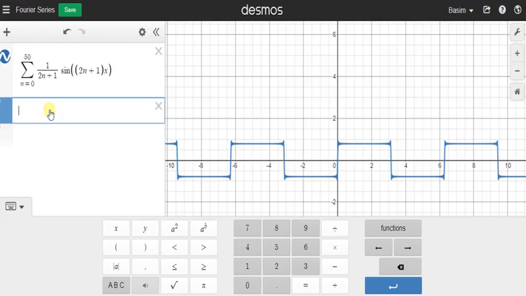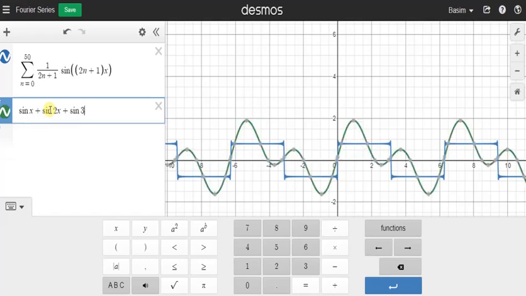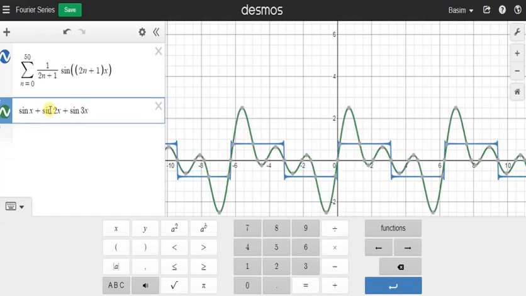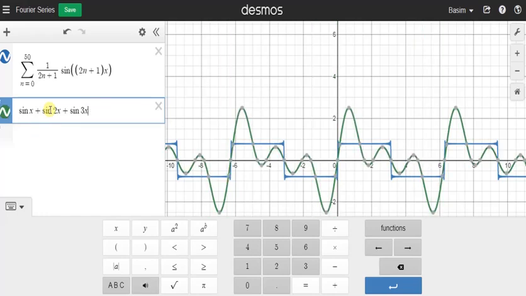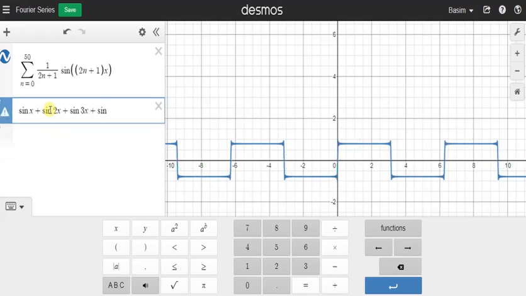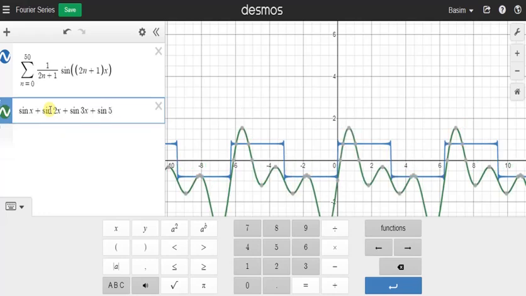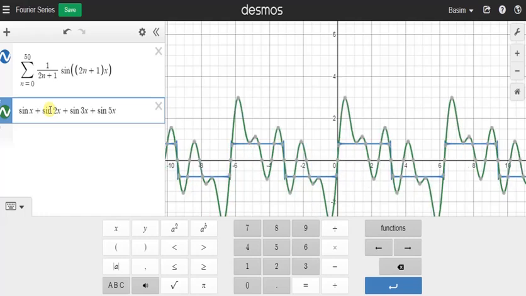Let us consider another example. If I have sin x plus another sin term, sin 2x, then I am adding a sin 3x term, and now I am adding a sin 5x term. Now actually this graph is approaching a sawtooth wave graph.